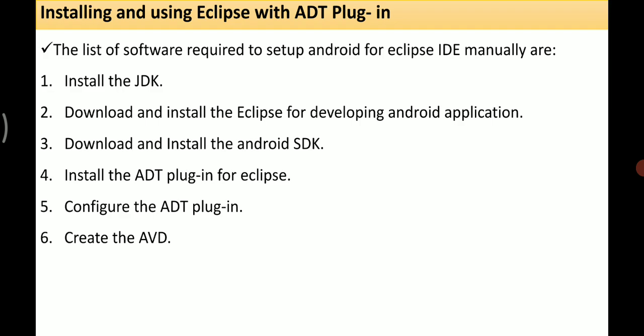The first one is to install the JDK. Then we download and install Eclipse for developing Android applications. The third one is to download and install the Android SDK. Then install the ADT plugin for Eclipse. Then configure the ADT plugin. Then we create the AVD. So we'll see them one by one.